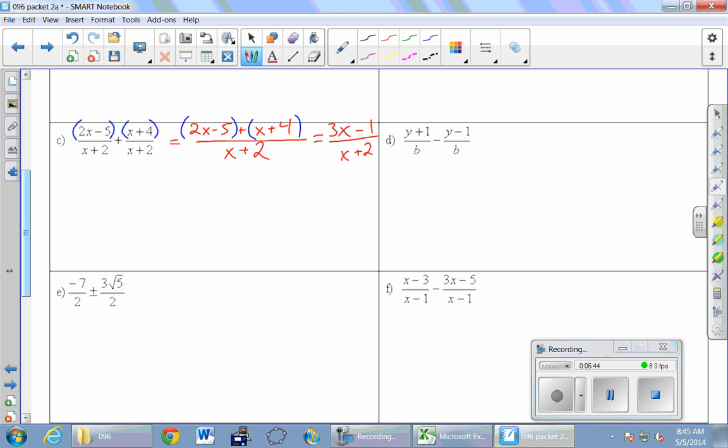Questions on that? We can cancel the x's, right? And just get rid of those. What's that? Alan's asking if we can do that. Are we allowed to do that? Yeah, 3 times x is multiplication. Okay?